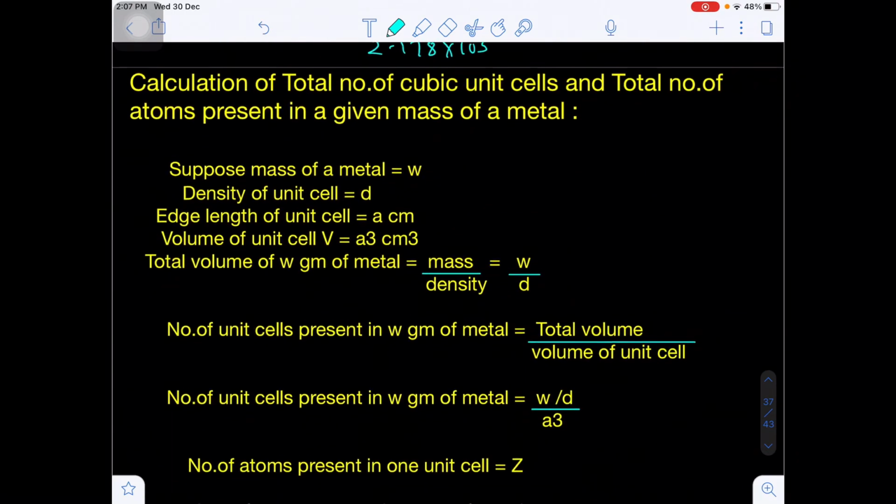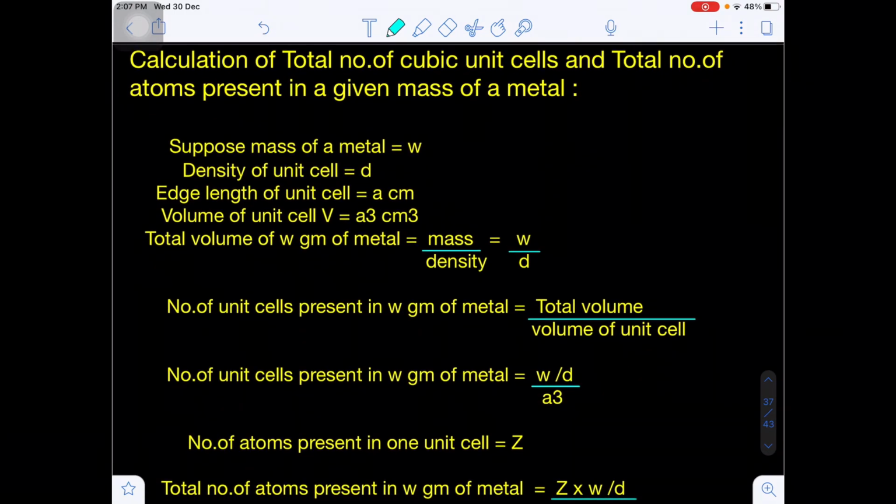Okay, now there is one more small topic: calculation of the total number of cubic unit cells, and also the total number of atoms present in the given mass of the metal. This is a very important question. Calculate the total number of cubic unit cells, otherwise calculate the total number of atoms present in the given mass of the metal. Okay, how to calculate?